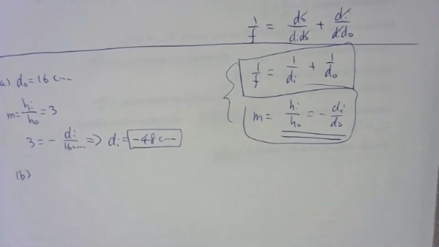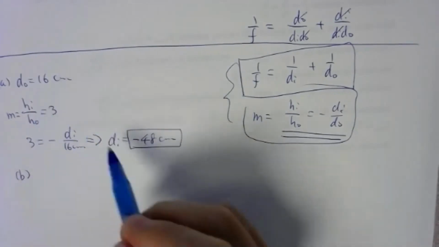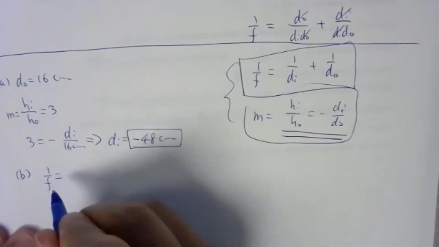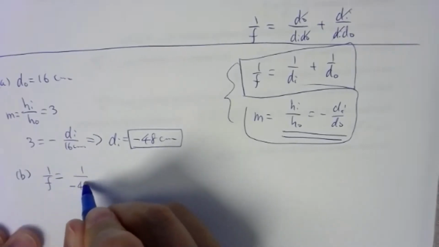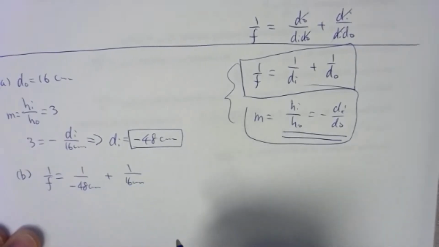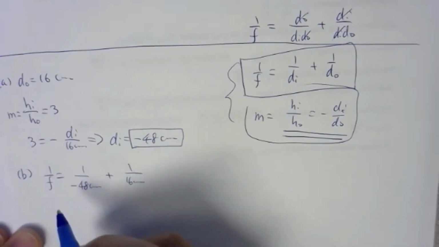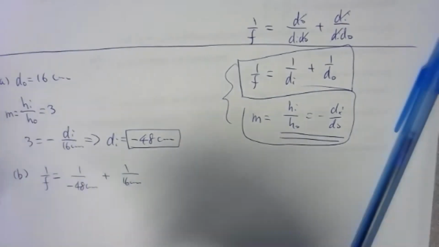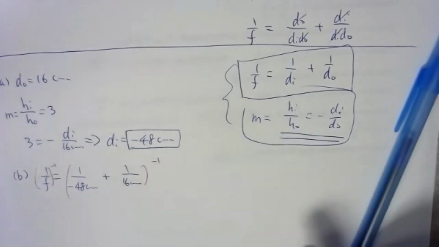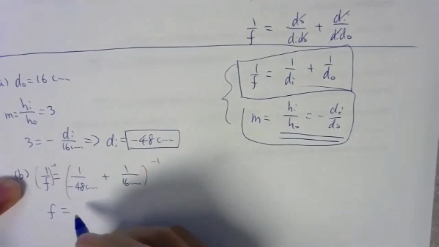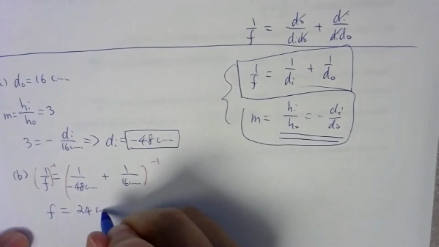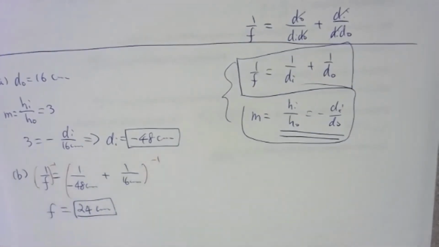The question is also asking what's the focal length of the mirror. Now you have do and you have di, so you can use the mirror equation to solve for your focal length. So 1 over f equals 1 over minus 48 plus 1 over 16. Then to solve for f, you take the inverse of both sides. That will give you f equal to 24 centimeters.